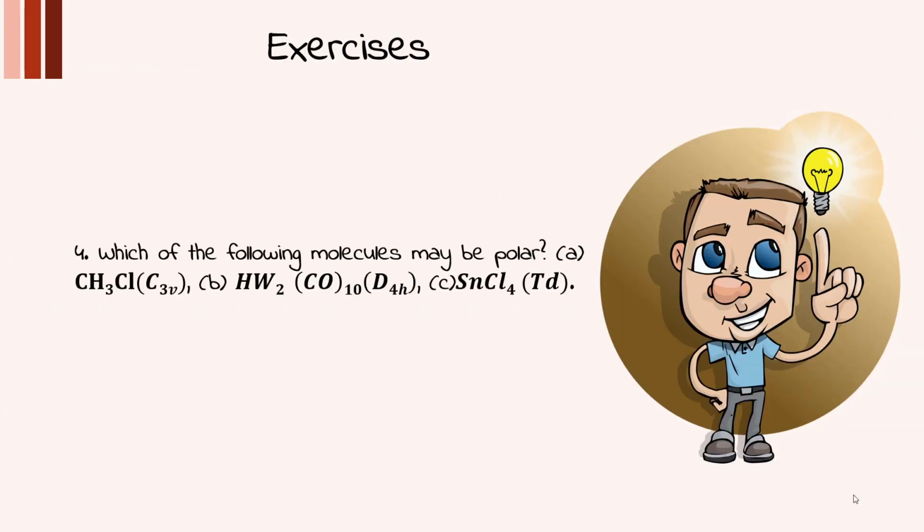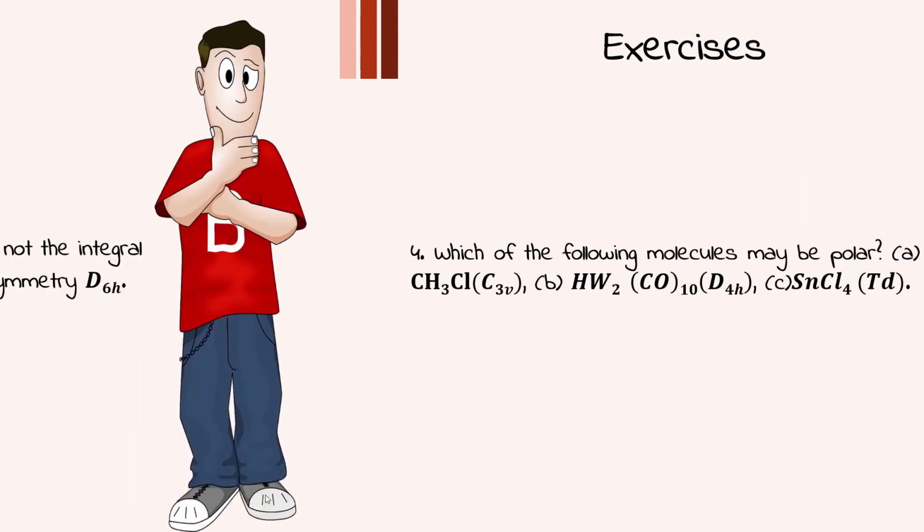Again, the same kind of question, more examples like CH3Cl, C3v symmetry, W2(CO)10 that belongs to a D4h symmetry, then SnCl4, that is tetrahedral symmetry. The same kind of question has been repeated, but then you understand how and where you can consider the polarity of the molecule. This is important.